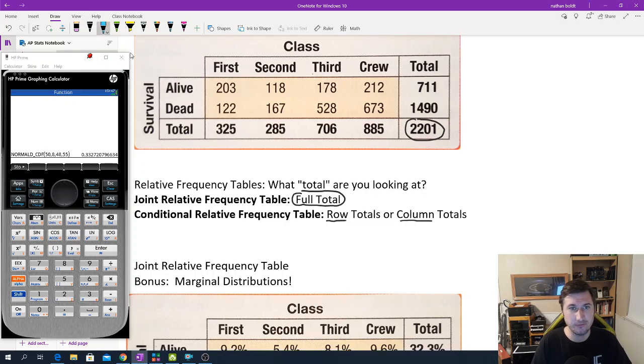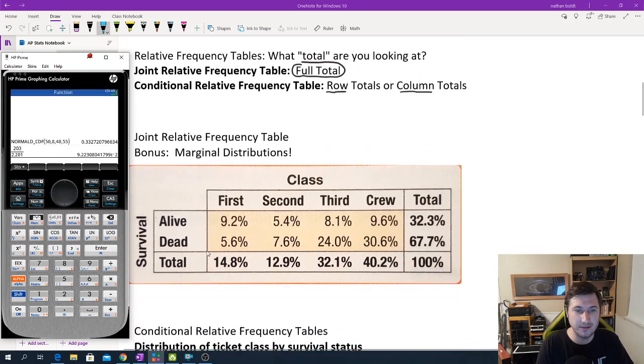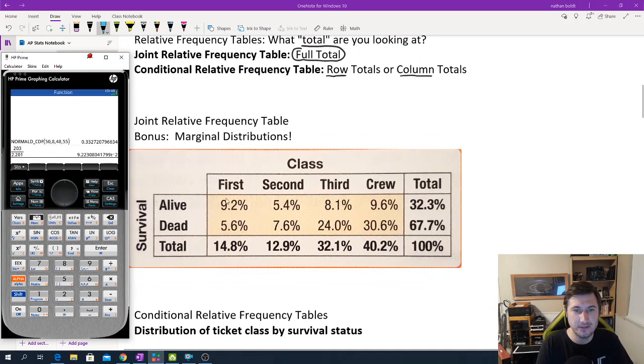So let's start with the people in first class who survived. I'm going to take 203 and divide it by 2,201. So 203 divided by 2,201. And so that moves the decimal point over twice. So 1, 2, that is 0.092, 9.2%. And we come down here, and in our joint relative frequency table, that is 9.2%.